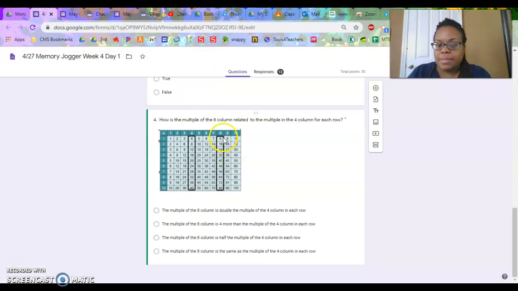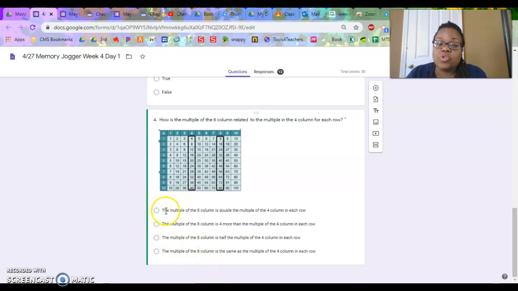Well, I'm looking at my 8 column. That's not what it says. It does not say 2, 4, and then 6. So that means this statement is not true. The 4 column is not half of the 8 column. And my last answer choice says the multiple of the 8 column is the same as the multiple in each 4 column. Well, we could just look right here that once I go across, these numbers are not the same. I have 4 over here and 8 over here. That's not the same. I have 8 over here and 16 over here. It's not the same. So this last statement cannot be true as well.